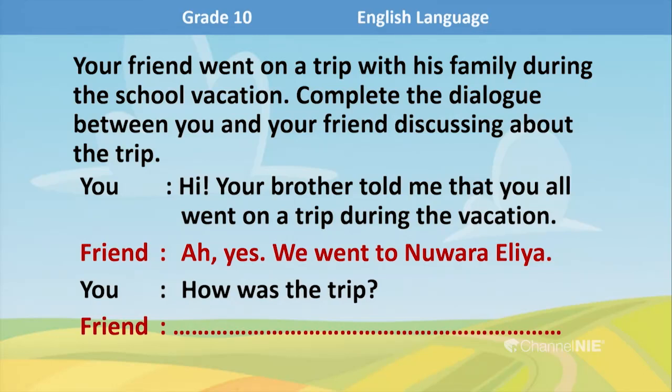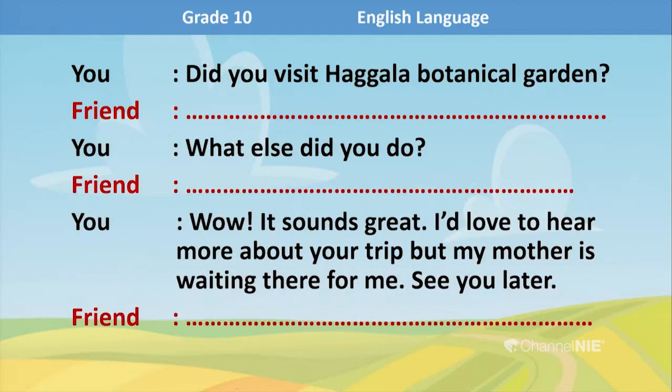You, hi, your brother told me that you all went on a trip during the vacation. Friend, yes, we went to Nuwara Eliya earlier. You, how was the trip? Friend, blank. You, did you visit Hakgala Botanical Garden? Friend, blank. You, what else did you do? Friend, blank. You, wow, it sounds great. I'd love to hear more about your trip, but my mother is waiting there for me. See you later. Friend, blank.